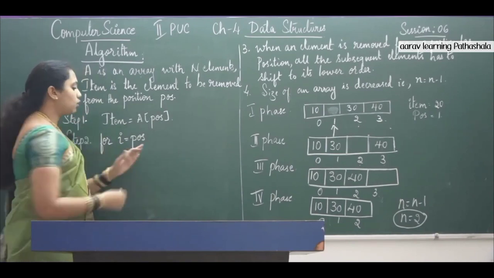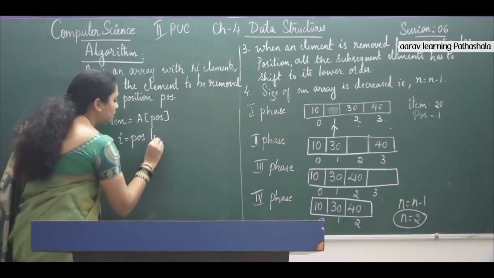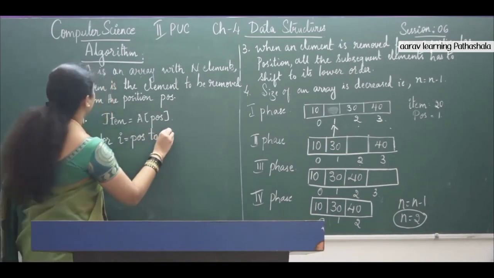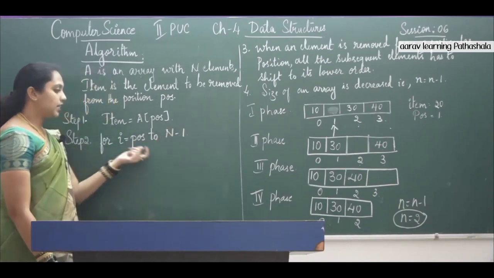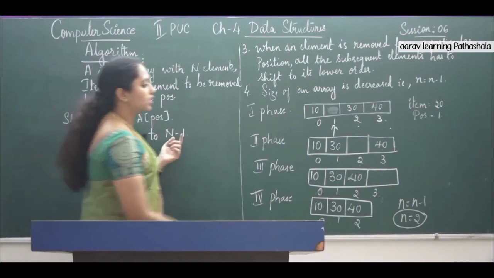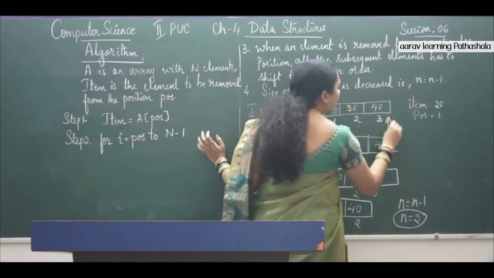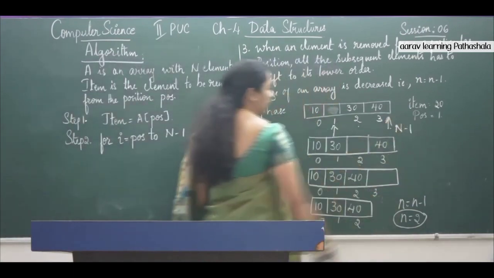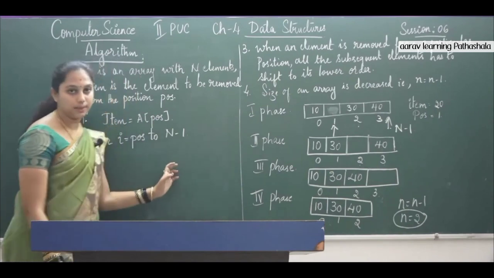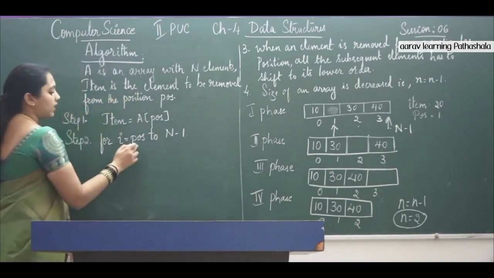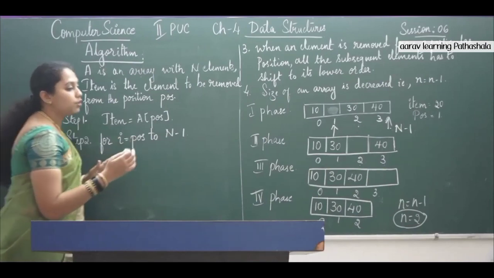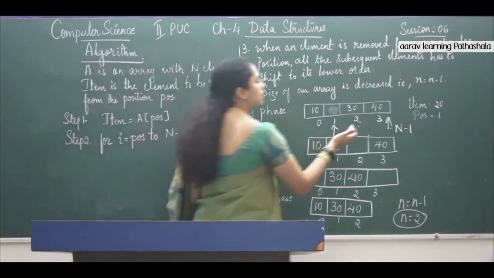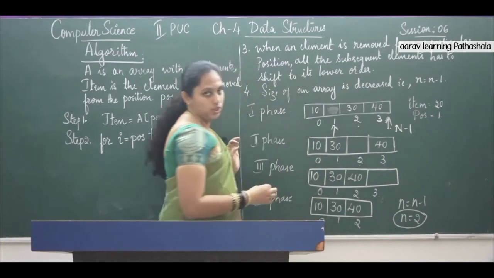For I is equal to position to n minus 1. I is equal to position to n minus 1 is nothing but the last position of an array. So, for I is equal to position to n minus 1, what we have to do? We have to shift all the elements to its lower order position.